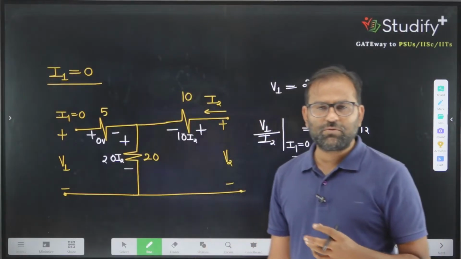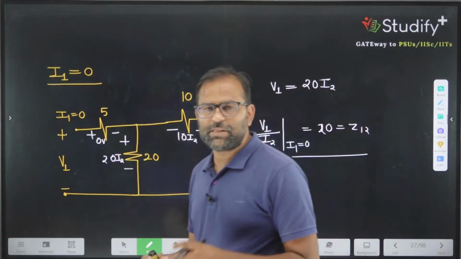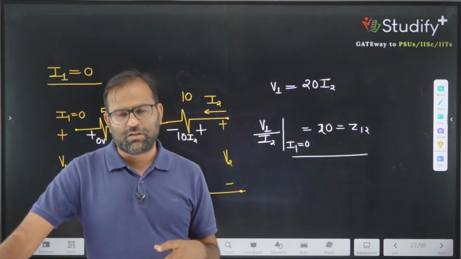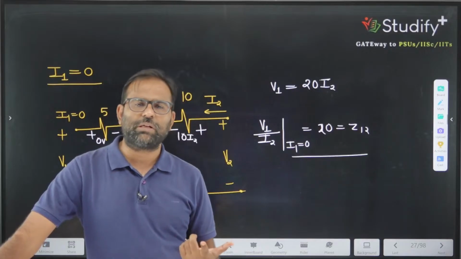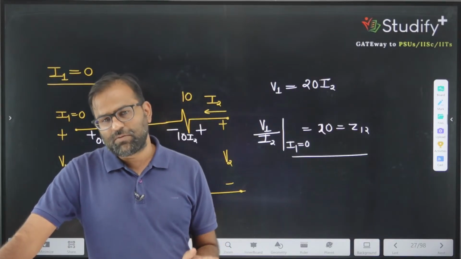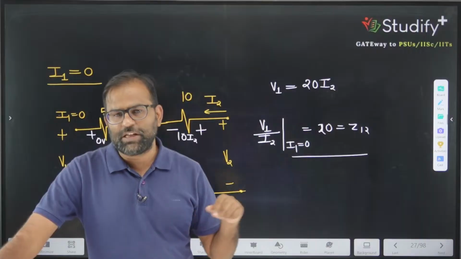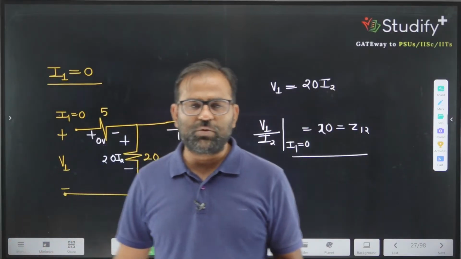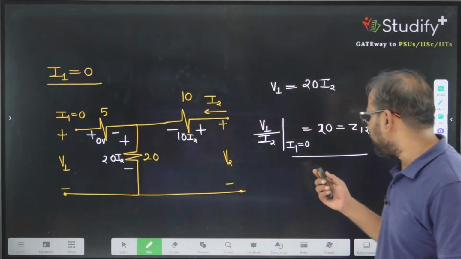Which parameter do we have to calculate? The story of the Z parameter is very simple. Make I1 equal to 0, calculate the two parameters. Make I2 equal to 0, calculate two parameters. Make I1 equal to 0, calculate V1 and V2 in terms of I2. Make I2 equal to 0, calculate V1 and V2 in terms of I1. So this is the idea.